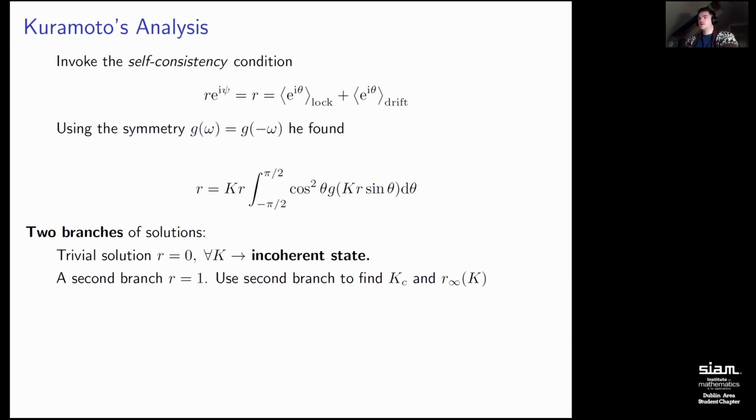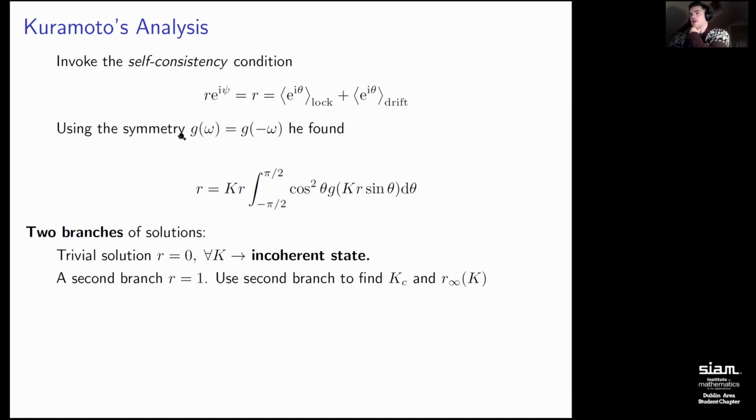Okay, so from that setting, he invoked the self-consistency condition, which is given here, right? All the self-consistency condition is saying is that the average behavior of the population is equal to the average behavior of the locked population plus the average behavior of the drifting population, right? The angle brackets here denote the average over the population. So essentially, this needs to be followed.